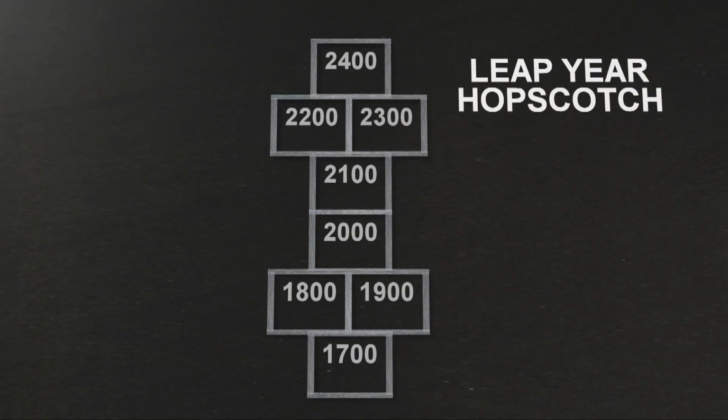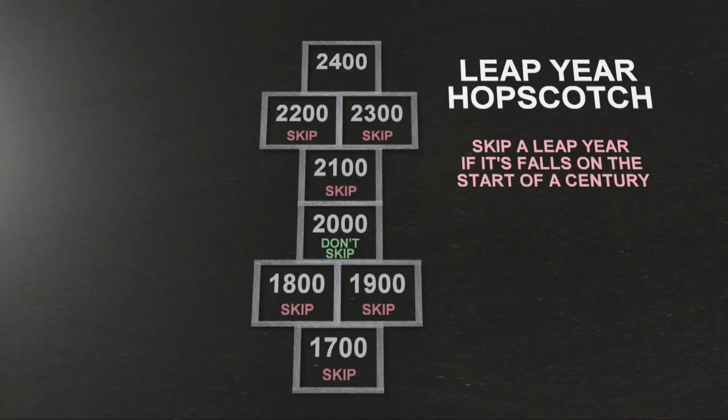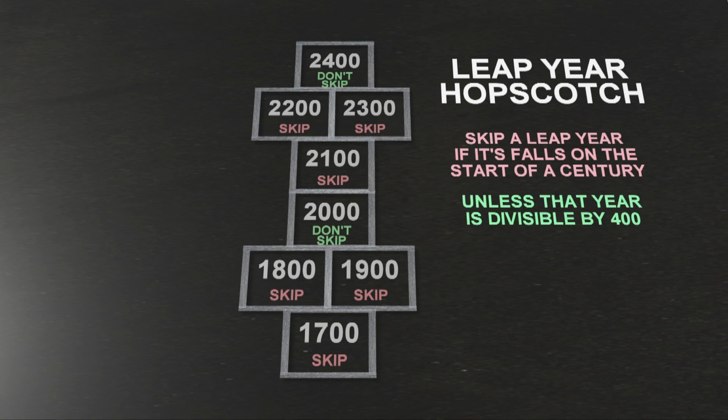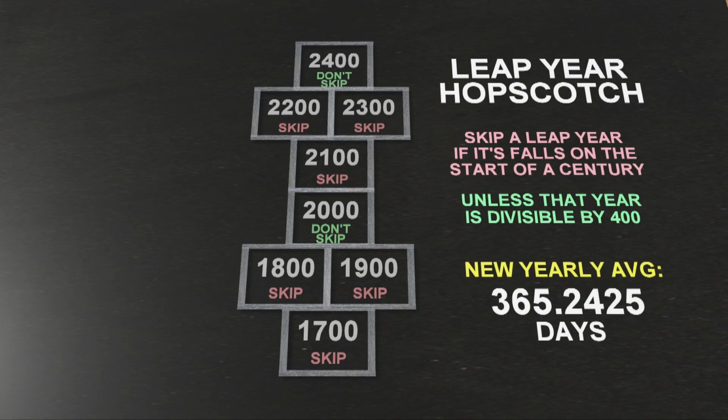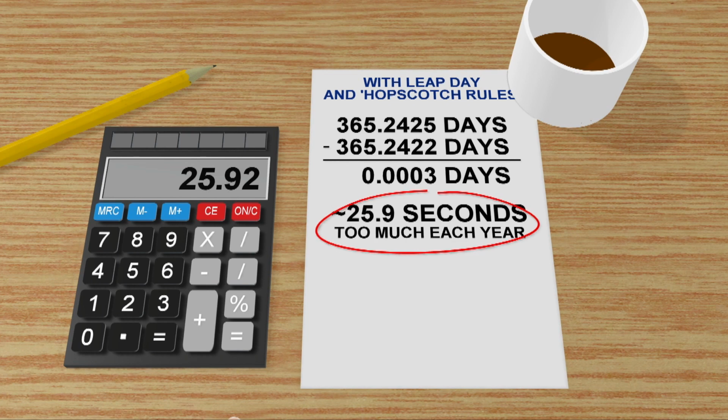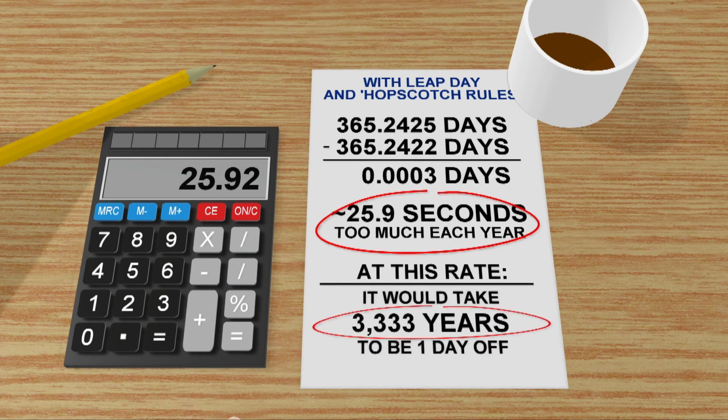So we play a thing called leap year hopscotch, and it has some rules. Well, first and foremost, we skip a leap year if it begins at the start of a century. That is, unless that year is divisible by 400, then we see the average come out to play 364.425 days. And that almost accounts for everything. It leaves us with just a tiny fraction left over, about 25.9 seconds too much each year, which isn't too much because at this rate, it would take 3,333 years to be 1 day off.